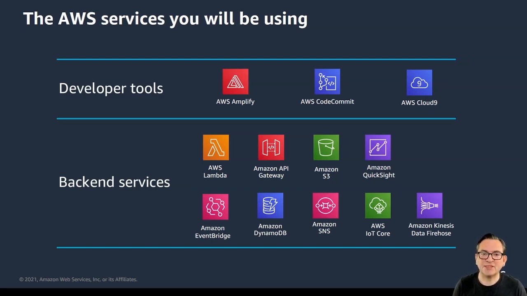SNS is a flexible, low-latency messaging bus. This makes it easy to pass messages between different services, but also send emails or SMS text messages. Since many modern web applications use real-time integration, we'll be achieving this using IoT Core, and we'll be discussing how this works in detail in the next session.